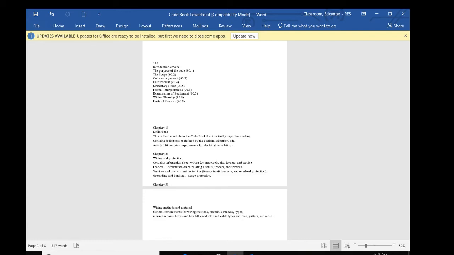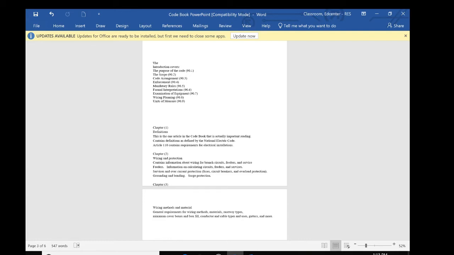B, permissive rules. Permissive rules of this code are those that identify actions that are allowed but not required, are normally used to describe options or alternative methods, and are characterized by the use of the terms shall be permitted or shall not be required. Pretty self-explanatory there. So that's B. So C, explanatory materials.